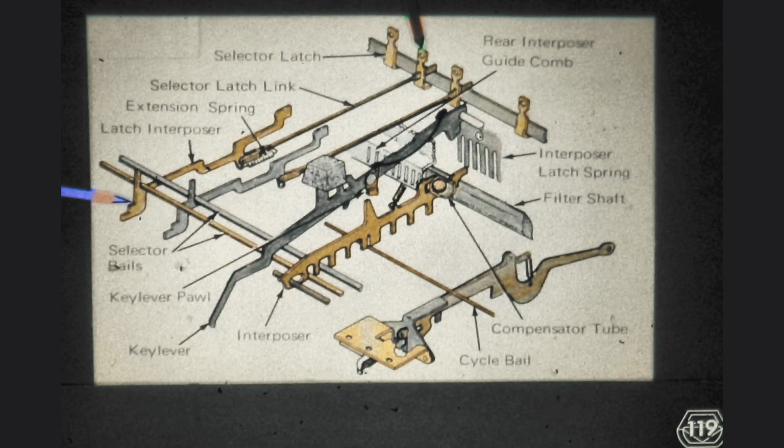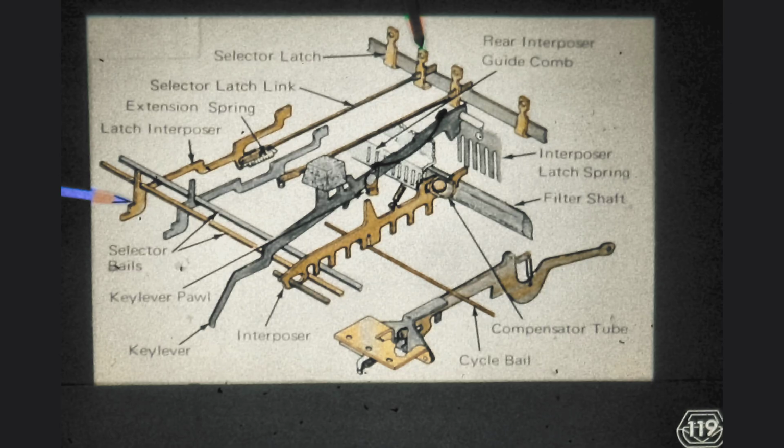At this point, investigate your machine to find the device which establishes the front-to-rear position of the selector latches. On older machines, we must keep lost motion to a minimum by minimizing the distance between the vertical lugs of the latch interposers and the bails.